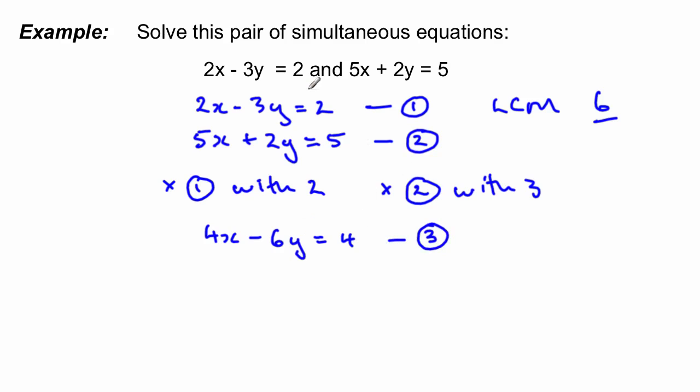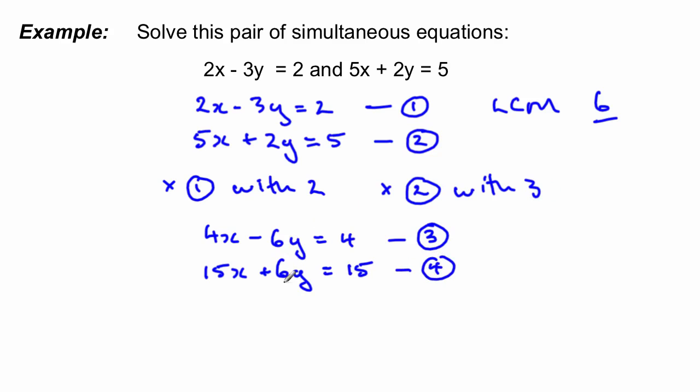Now they're equivalent equations, so we'll create an equivalent equation here by multiplying it with 3. So 3 5's are 15x plus, now we've got 3 2's, 2 3's are 6y, is equal to 3 5's are 15. And that's, we'll call equation 4.